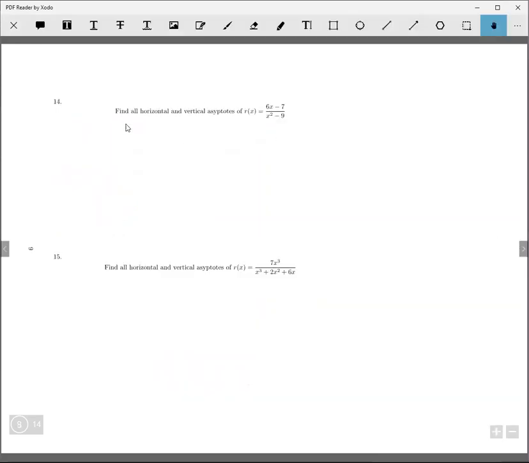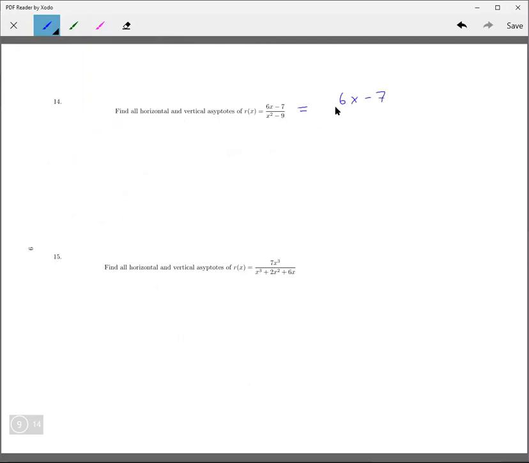Okay, number 14. Find all horizontal and vertical asymptotes of this function. Okay, so the first thing we're going to do is factor the denominator. Nothing cancels out, so that's fine. Oh, actually, I should have done the horizontal first. Hold on. In your numerator, the highest term is 6x, and in the denominator, the highest term is x². This is lower, so y equals 0 will be the horizontal asymptote.